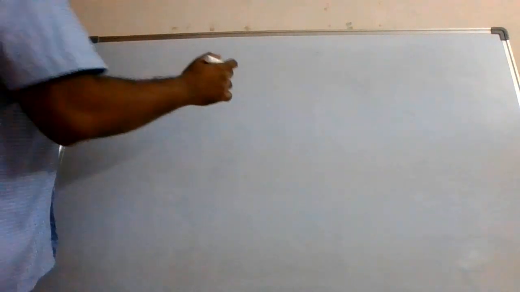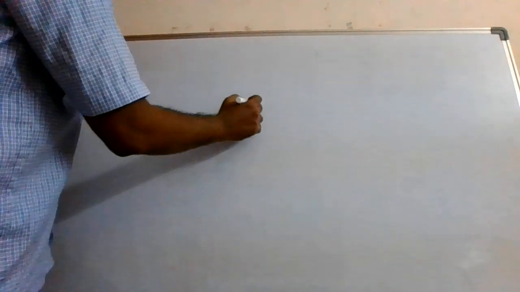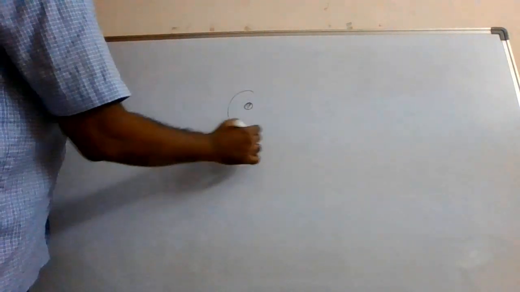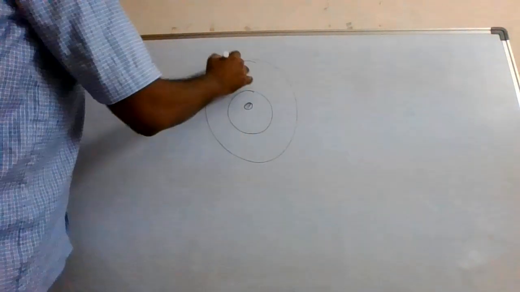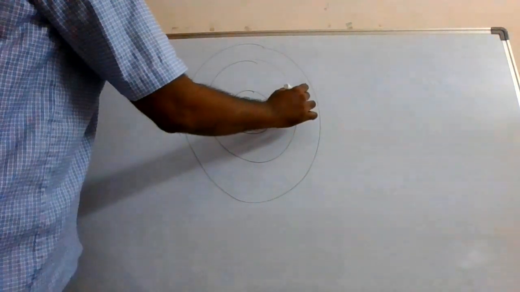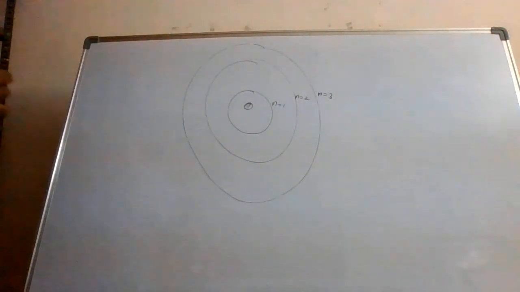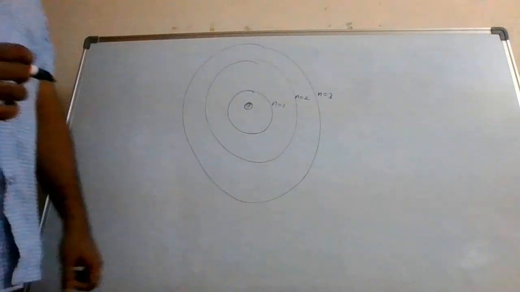In the previous sessions we have discussed the hydrogen atom. Let us say this is the nucleus and these are the orbits, right? These are the orbits, n is equal to 2, n is equal to 3. These are all principal quantum numbers. These are specific orbits.